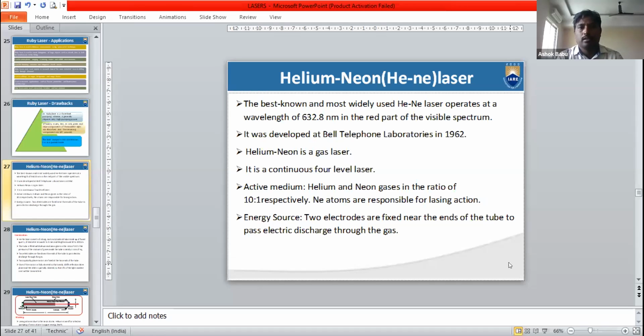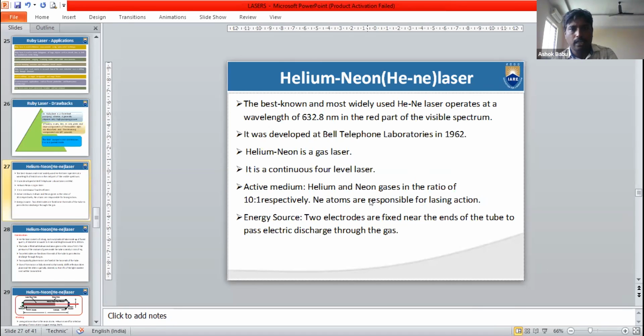Helium-neon laser. The best known and most widely used helium-neon laser operates at 632.8 nanometers or 6328 angstroms of wavelength, in the red part of the visible spectrum, developed by Bell Laboratories in 1962. Helium-neon laser is a gas laser. It is a continuous four-level laser.